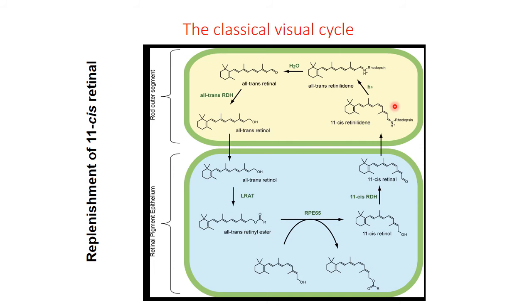and then become a chromophore that's sensitive to light. This is called the classical visual cycle, and when the photoreceptors are exposed to very bright light, it takes several minutes to restore the 11-cis retinal back to these photoreceptors, and that's why it takes several minutes for you to restore the photosensitivity of photoreceptors when you move from a very bright light to a very dark environment. So this is a dark adaptation step.